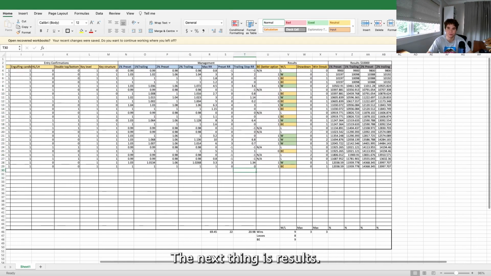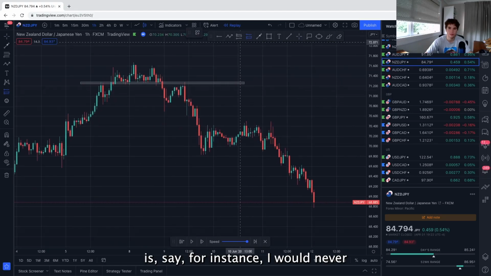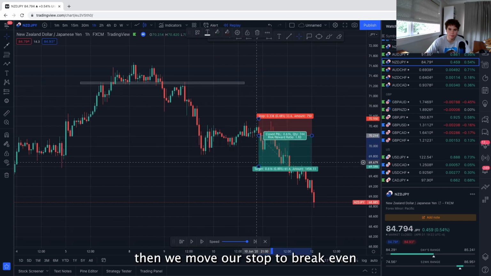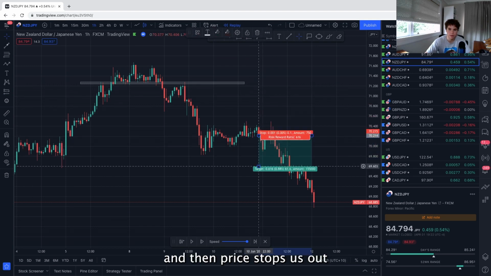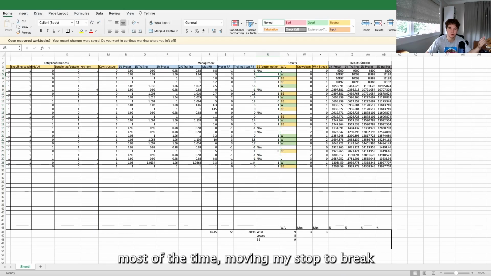The next thing is results. This one over here is similar to these ones over here with the 0-1 sort of setup. Break even in brackets, better option. So what that means is, say for instance, I would never, but we take a sell somewhere here. So price moves down, then we move our stop to break even, and then price stops us out, but then continues to hit our take profit. Most of the time, moving my stop to break even was a better option because once I moved it, it went on to hit my stop loss.